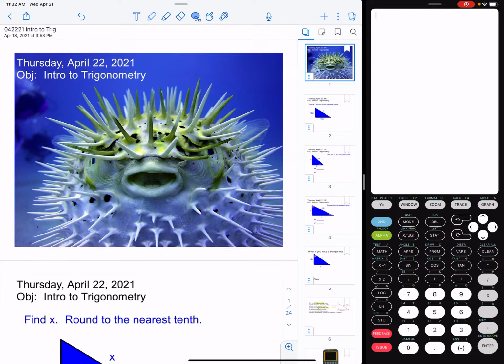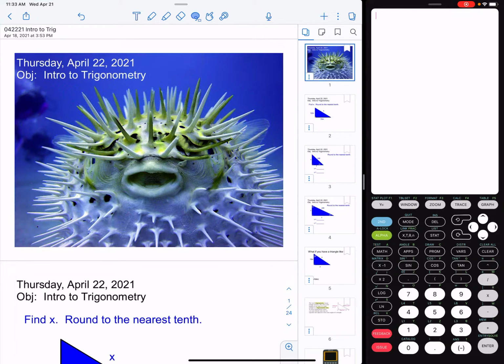Hello class. Today we're going to talk about an introduction to trigonometry. This is going to be a three-part video. In this first video, we're just going to talk about what we call the trig ratios. Then in the second video, we're going to talk about how to find the missing side length of a triangle using ratios. And in the third video, we'll talk about how to find the missing angle of a right triangle if you know certain information using the trig ratios.